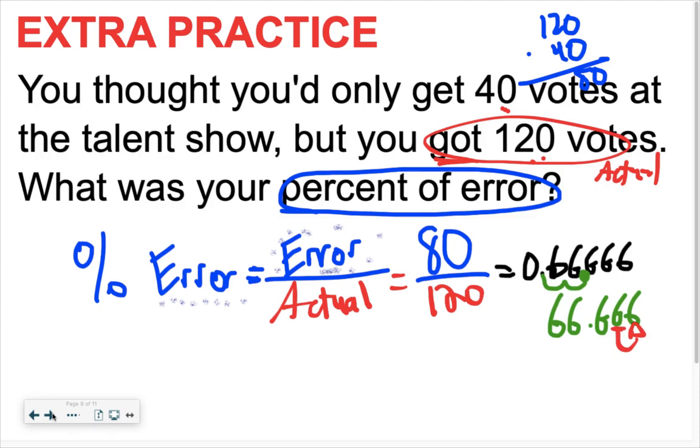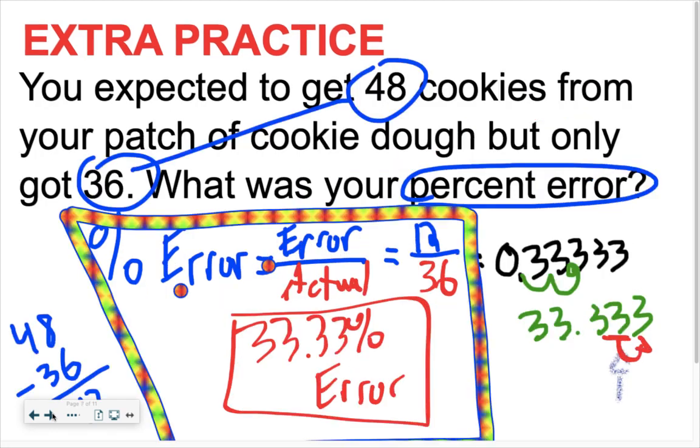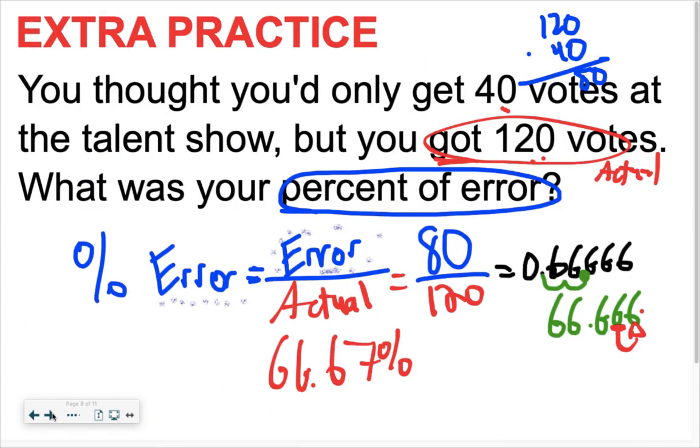So here, we're going to have 66.66 or 0.67. From the number that you're rounding to, immediately after that, look back 1 number. So it's going to be 66 and 67 hundredths, 66.67% error.